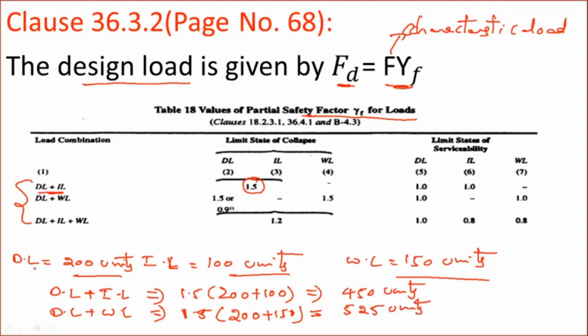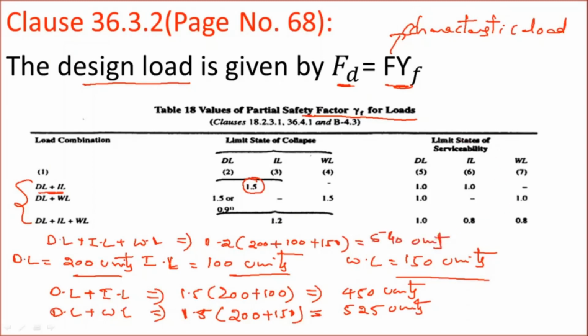In the next combination, you have to consider all the three loads together. That is dead load plus imposed load plus wind load. Then how much will it be? That will be equal to 1.2 times of 200 plus 100 plus 150. So this will be equal to 540 units.